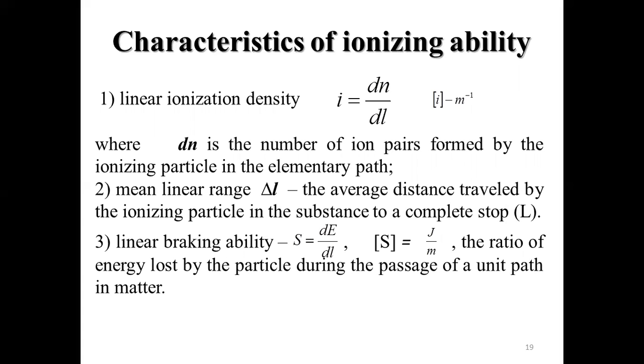As for characteristics of ionizing ability, we can describe it in terms of linear ionization density, I, whereas the N represents the number of ion pairs formed by the ionizing particles in the elementary path. And then mean linear range, the average distance traveled by the ionizing particle in the substance to a complete stop, and linear braking ability, which is given by the rate of energy lost by a particle during the passage of unit path in matter.